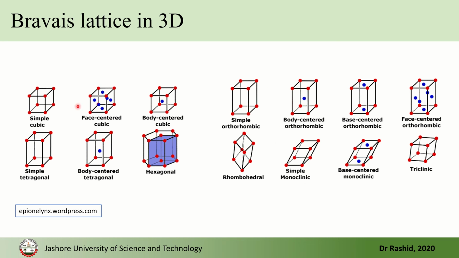So in 3 dimensions, these are the Bravais lattices. We call these Bravais lattices because these are the only possible arrangements that you can have. These are 14 Bravais lattices. We shall not talk about these in detail.